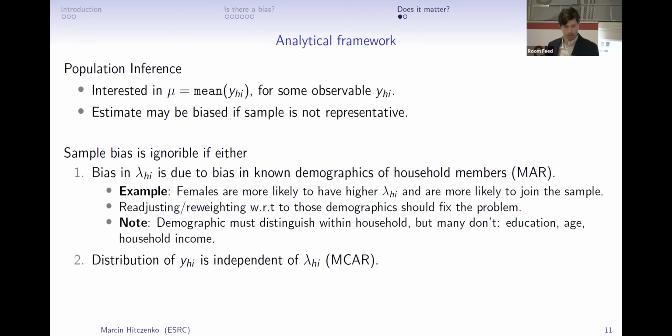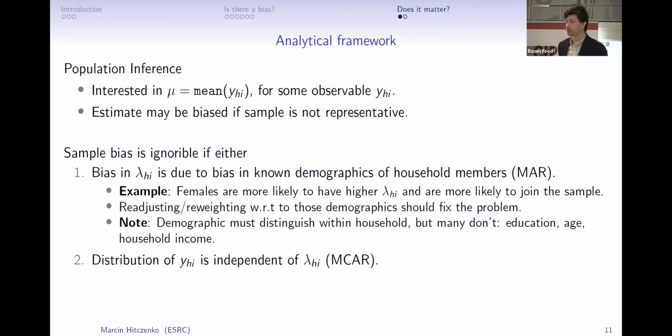Now, the question is, does this matter? You can imagine that with each individual, there's some observable measure of interest, y, and we're interested in calculating the mean mu. It's pretty well known that the estimate may be biased if the sample is not representative. So this particular sample bias will be ignorable if one of two things happen. One is that lambda can be linked to a known demographic, a demographic with, say, known distributions in the population.